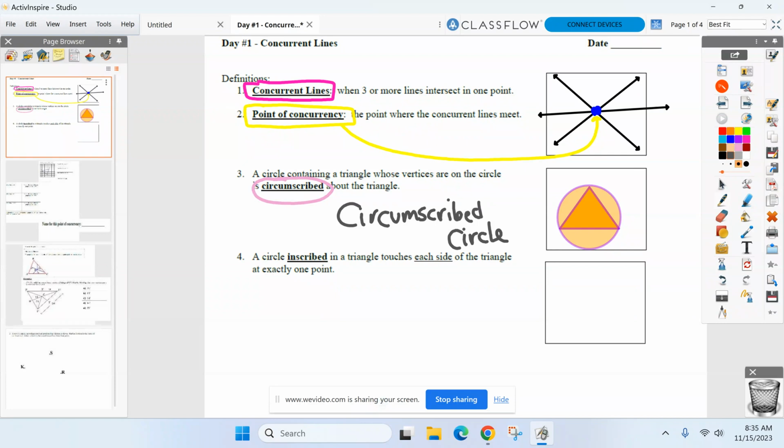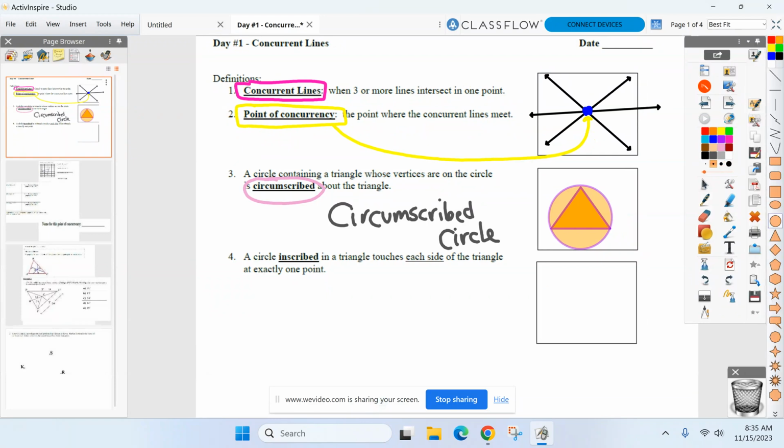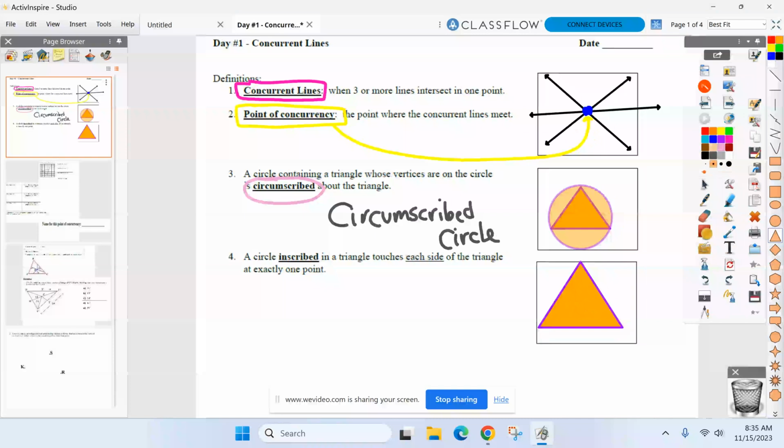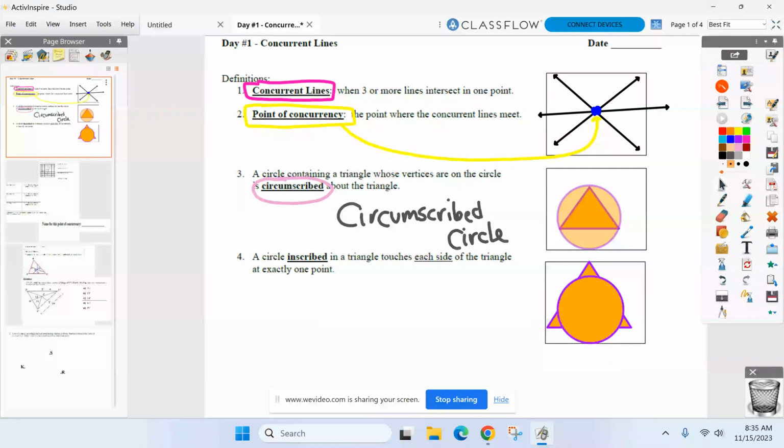Reverse it for me now in the third and final box. Draw a triangle again. But now I want the circle on the inside. The circle must touch each side of the triangle in one spot only. So when you draw that circle inside, it's got to hit each side of the triangle in one and only one spot.